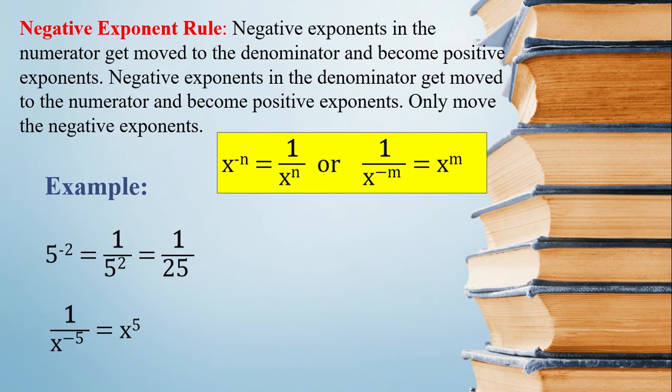Next example, 1 over x raised to negative 5. So, ang denominator ay negative. Kailangan natin siyang i-move sa taas para maging positive. So, ang sagot natin is x raised to 5.